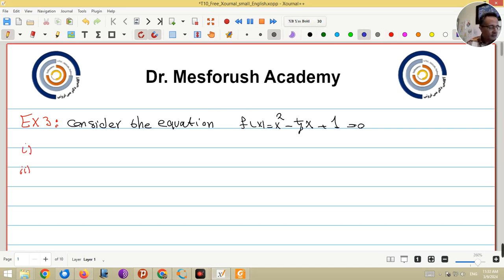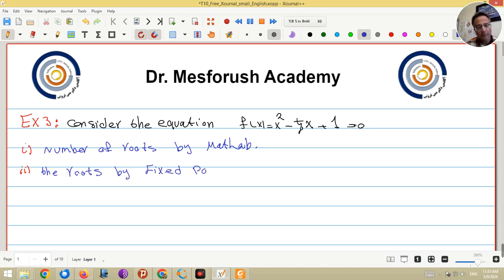We want two things. Number 1, we want the number of roots by MATLAB. And the second one, the roots by fixed point and Newton methods. Okay, now let me solve the problem.